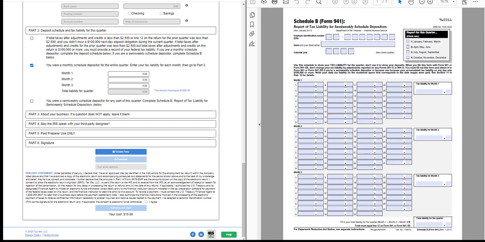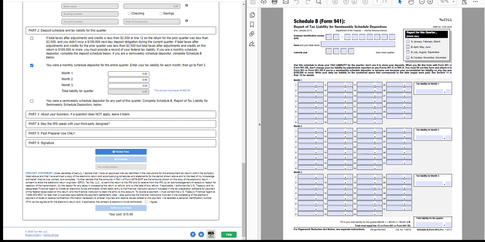Under the monthly deposit rules, you must deposit taxes accumulated on payments made during the calendar month by the 15th day of the following month. Under the semi-weekly deposit rules, if the payment day was on Wednesday, Thursday, and/or Friday, deposits are required by the following Wednesday. If the payment day was on Saturday, Sunday, Monday, and/or Tuesday, deposits are required by the following Friday.